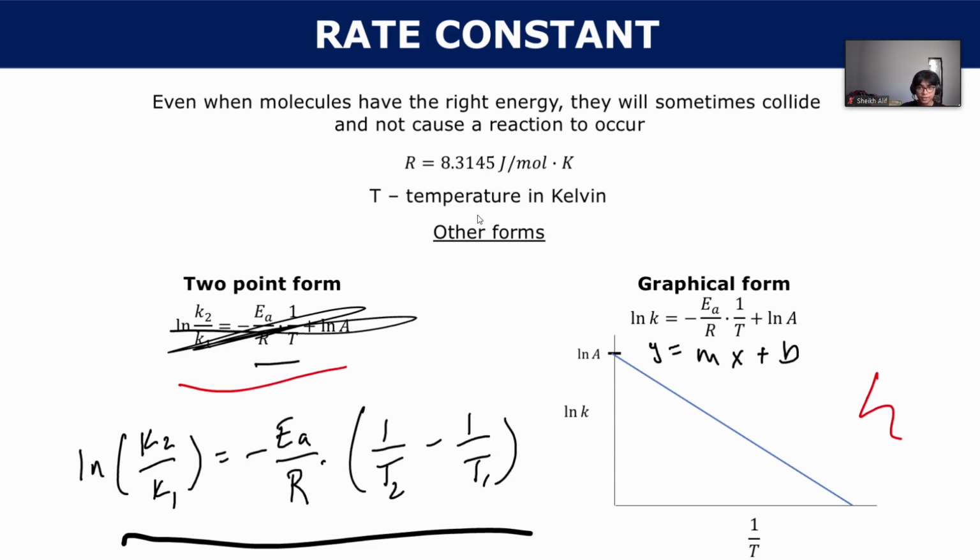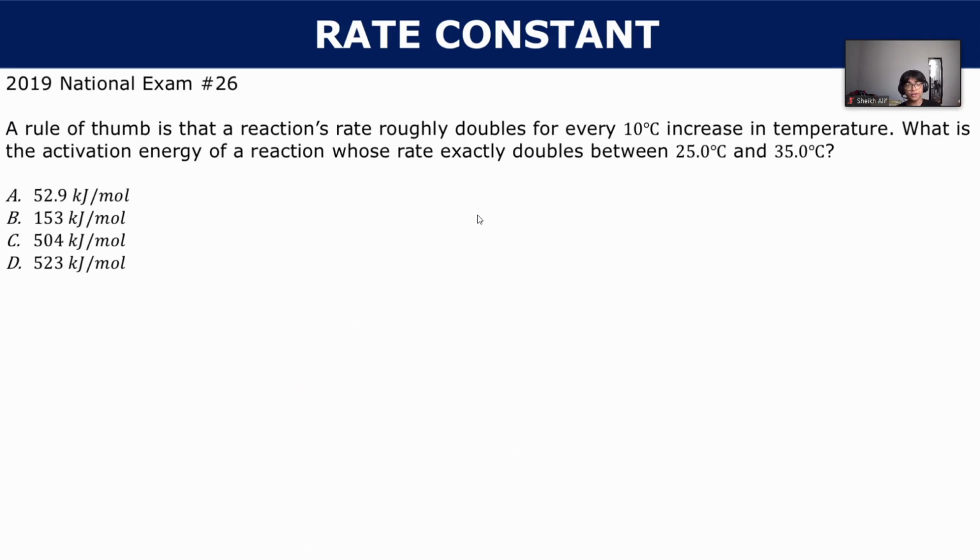The USNCO actually loves this form, so let's do a bit of practice concerning one of the problems it comes up in. A rule of thumb is that a reaction's rate roughly doubles for every 10 degrees Celsius increase in temperature. What is the activation energy of a reaction whose rate exactly doubles between 25 degrees Celsius and 35 degrees Celsius? Well, let's copy down the formula again.